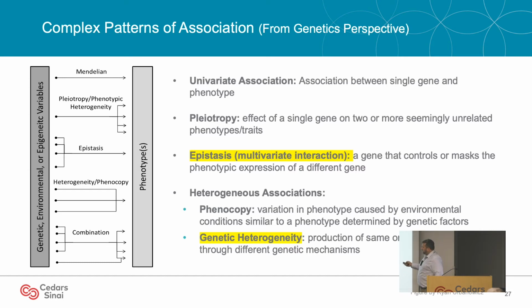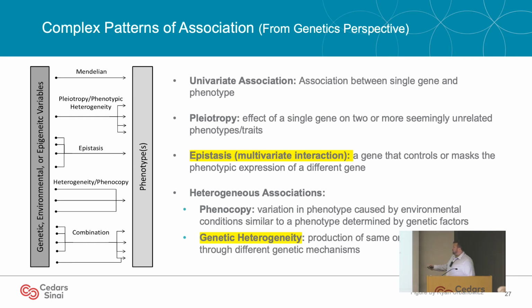And so let me walk through these. First off, Mendelian. We can also refer to this simply as univariate associations, or an association between a single gene and a phenotype. Then we have pleiotropy, right here, where you have the effect of a single gene on two or more seemingly unrelated phenotypes or traits.